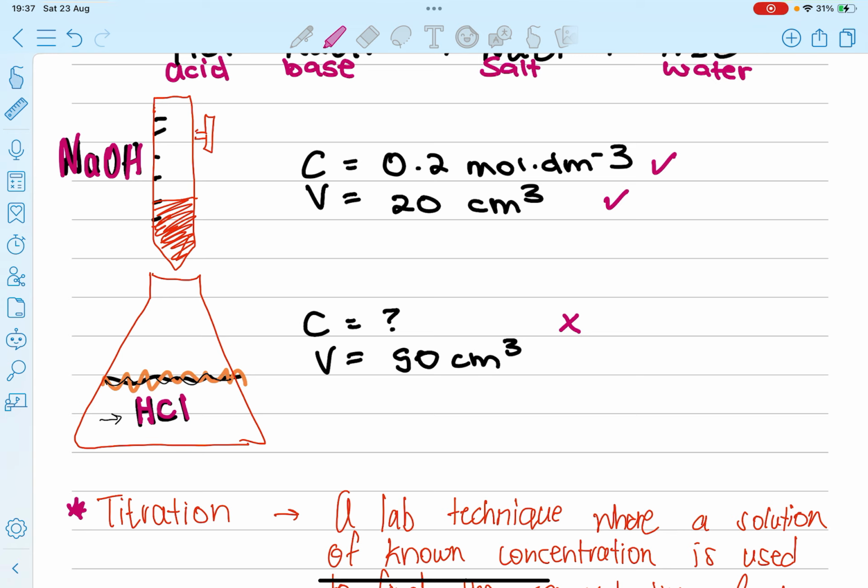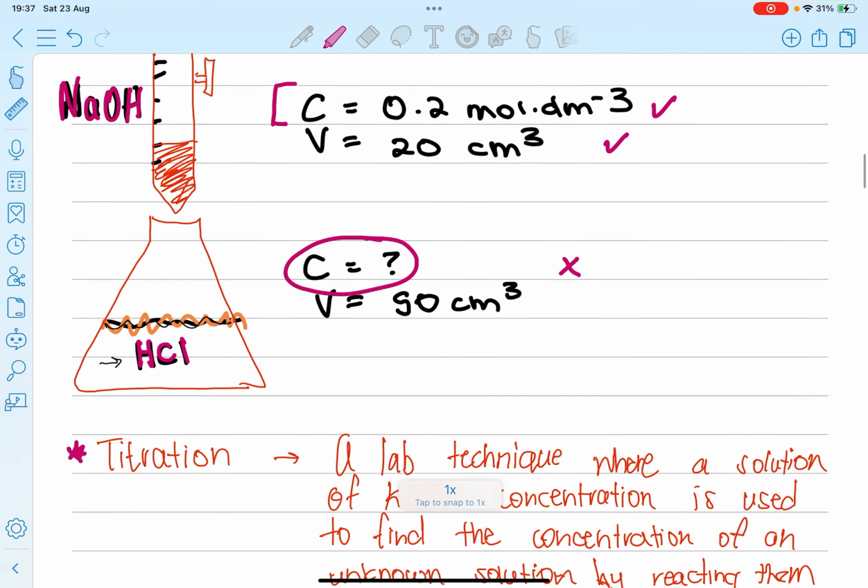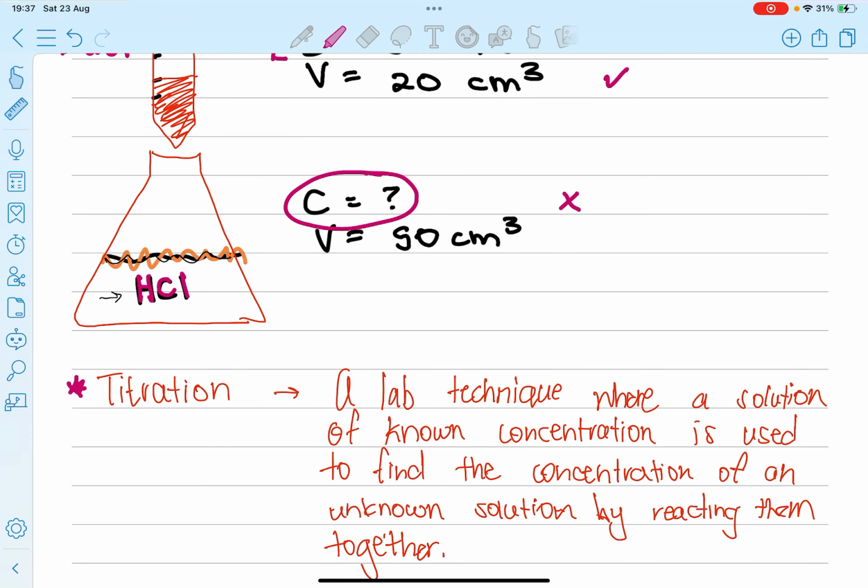It's where you're trying to figure out the concentration of an unknown solution, meaning you do not know the concentration of that solution, but you're going to utilize the concentration of a known solution. You know the concentration of your base. You can therefore find the concentration of your acid. That is what titration is. But now I want us to go through each step. How exactly do we do that?